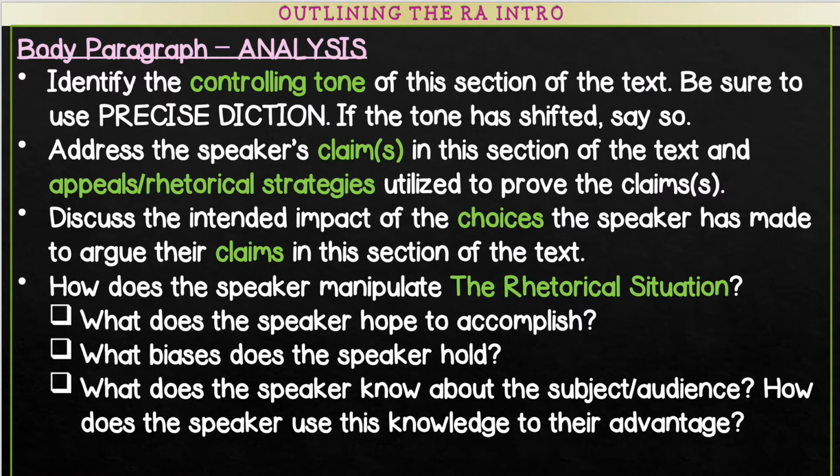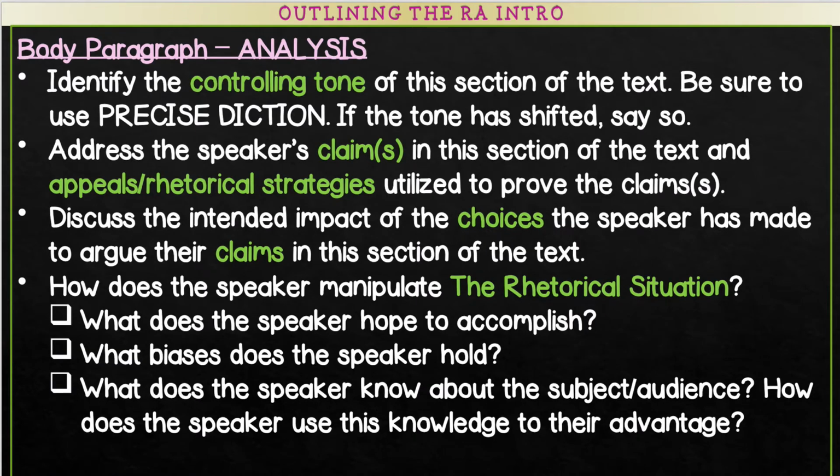So you're going to identify the controlling tone of the section of text with precise diction. Use a tone word that accurately captures what the writer's attitude toward the subject or audience in this specific section of the text is. If the tone has shifted, let's say you're talking about the middle of the text, and it has shifted dramatically from the beginning of the text, say it has shifted and discuss the shift.